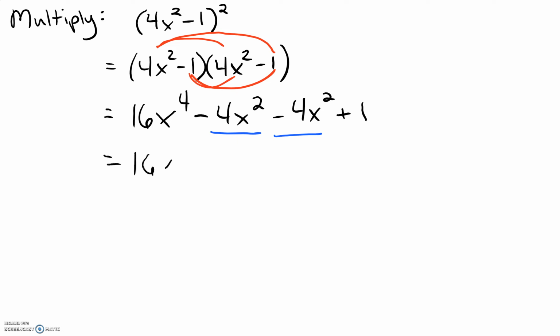Let's bring down our 16x to the 4. And so if we have negative 4x squared minus another 4x squared, that's going to be negative 8x squared. And then we can bring down our plus 1. And that's our final answer, 16x to the 4th minus 8x squared plus 1.